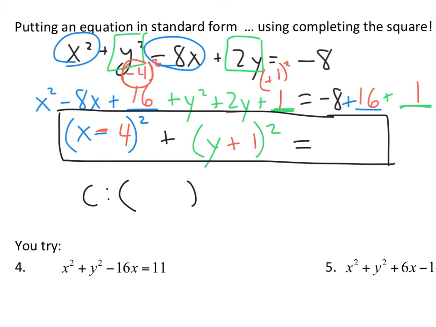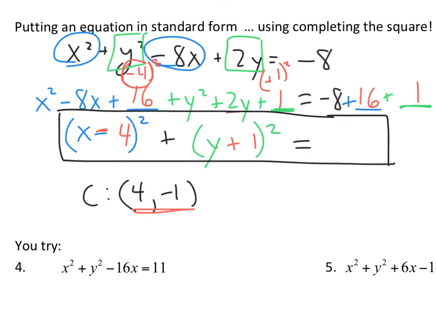And I know I haven't finished it. I've got to figure out that right side. But if you look at that, what's the center of your circle? If you said 4, negative 1, you're absolutely correct. Remember, I'm switching my signs. I'm taking the values that I had in red from right here and here, but I'm switching the sign.